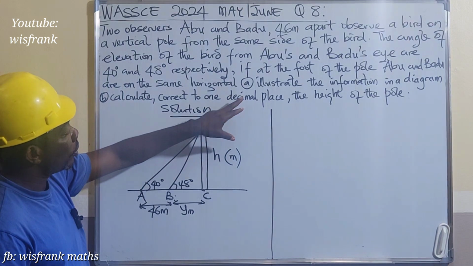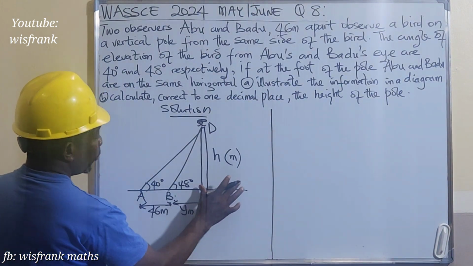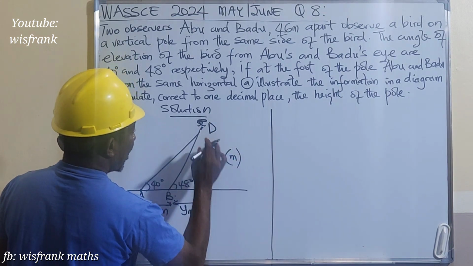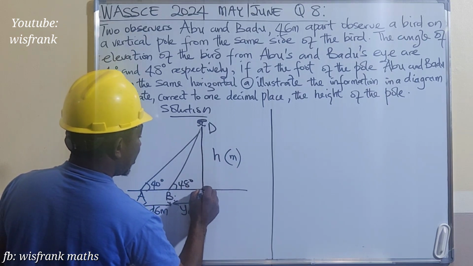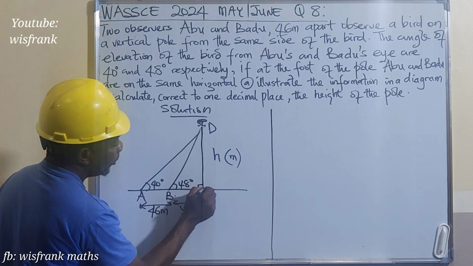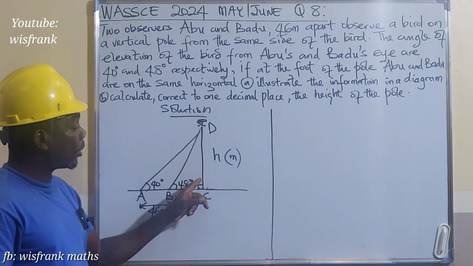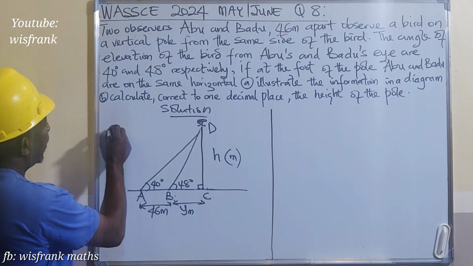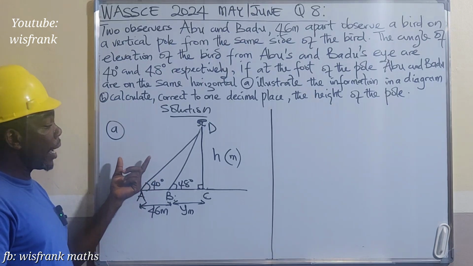The question says we should illustrate the information in a diagram. This is a typical example of the diagram that we have. We can redraw it this way. This is a right-angled triangle because the pole is vertically upright, so this angle is 90 degrees. This is for A, the information as we illustrated in a diagram.